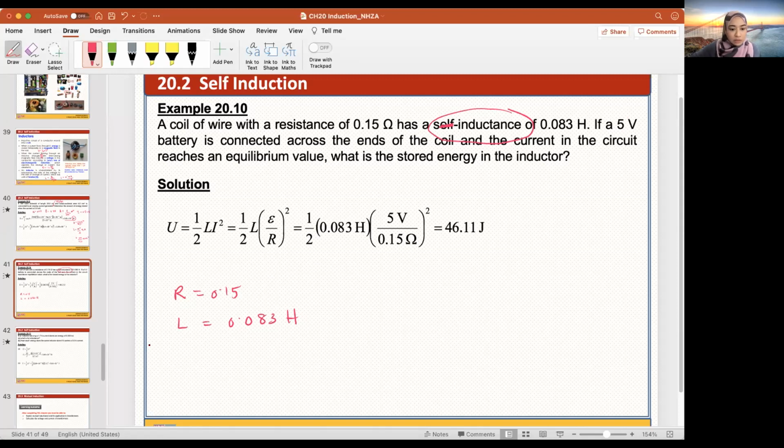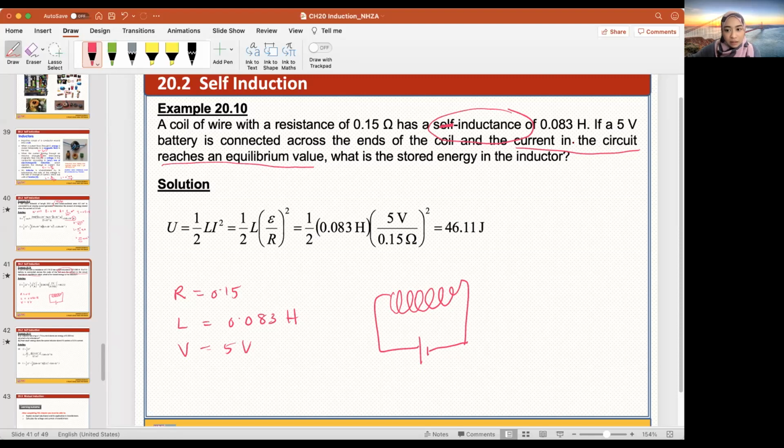If a 5-volt battery, so V equals 5 volt, is connected across the ends of the coil. So we have a coil of wire, and the ends of this coil is connected to a battery of 5 volts. And the current in the circuit reaches an equilibrium value. So this is a hint that the I is changing and it changes up until it reaches an equilibrium value, which is what an inductor does.